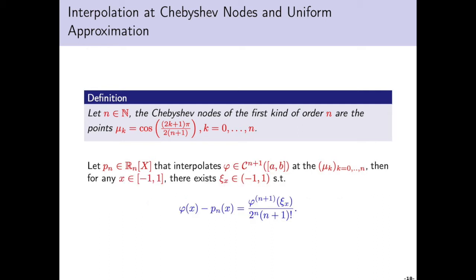Another illustration of this fact. If f is of class C^(n+1) over -1, 1, then at the Chebyshev nodes, for any x you have this result, which is a kind of Taylor-Lagrange formula. But if you remember, for Taylor approximation you have this. You don't have the 2 to the n. So when you use Chebyshev interpolation, you improve the result by an exponential factor.